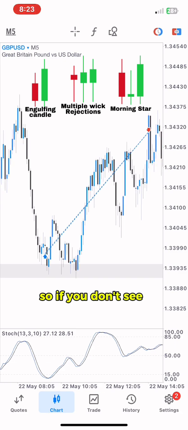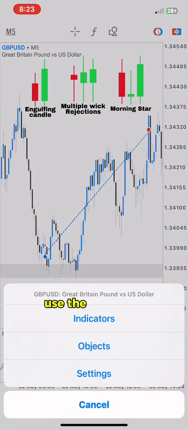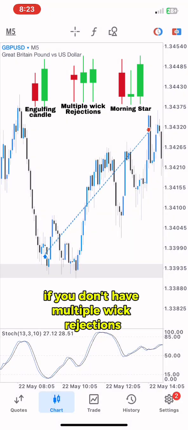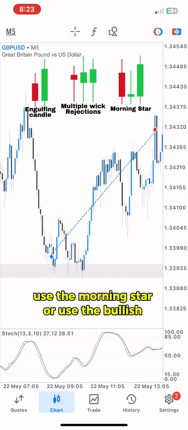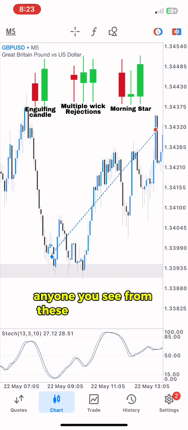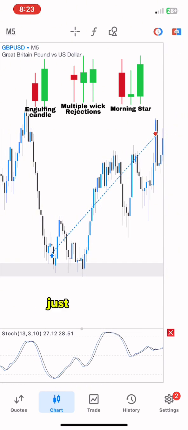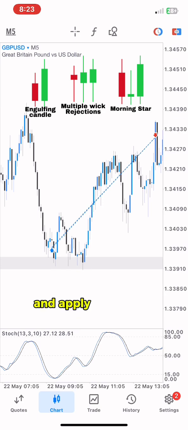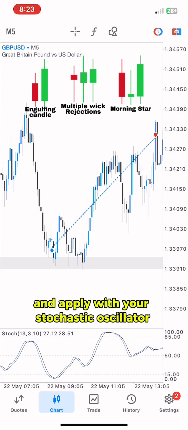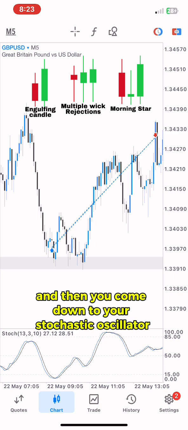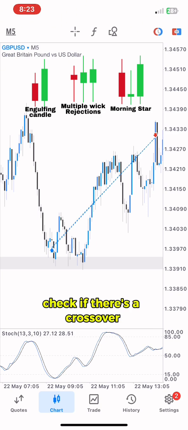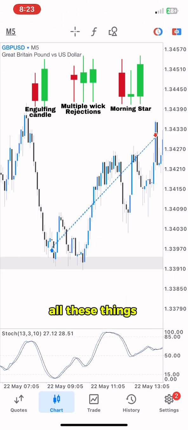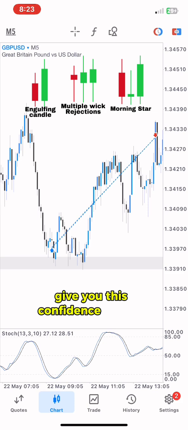So if you don't see the bullish engulfing candle, you use the multiple weak rejections. If you don't have multiple weak rejections, use the morning star or use the bullish engulfing candle. Any one you see from these three candles can serve. Just pick one of them and apply it with your stochastic oscillator. And then you come down to your stochastic oscillator, check if there's a crossover. Aligning all these things gives you the confidence to take trades.